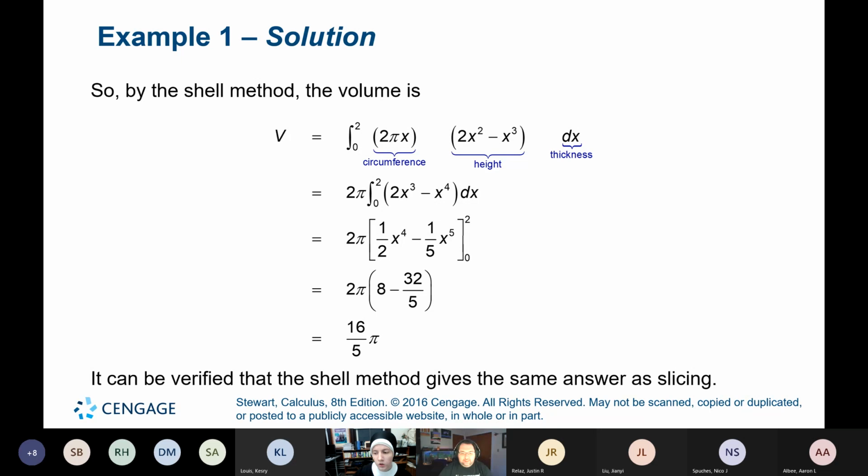Yes. 2x squared minus x to the third is the height, but isn't it also the radius technically? It would be the radius if we were doing the disk method, yes. But in this situation, we're looking at it from the x-axis up. So we're not rotating around the x-axis. If you're rotating around the x-axis, that would be the radius. But since we're rotating around the y-axis, that ends up being the height of my cylinder. As I said, in essence, instead of looking at the radius in this case, we're looking at height in this case.